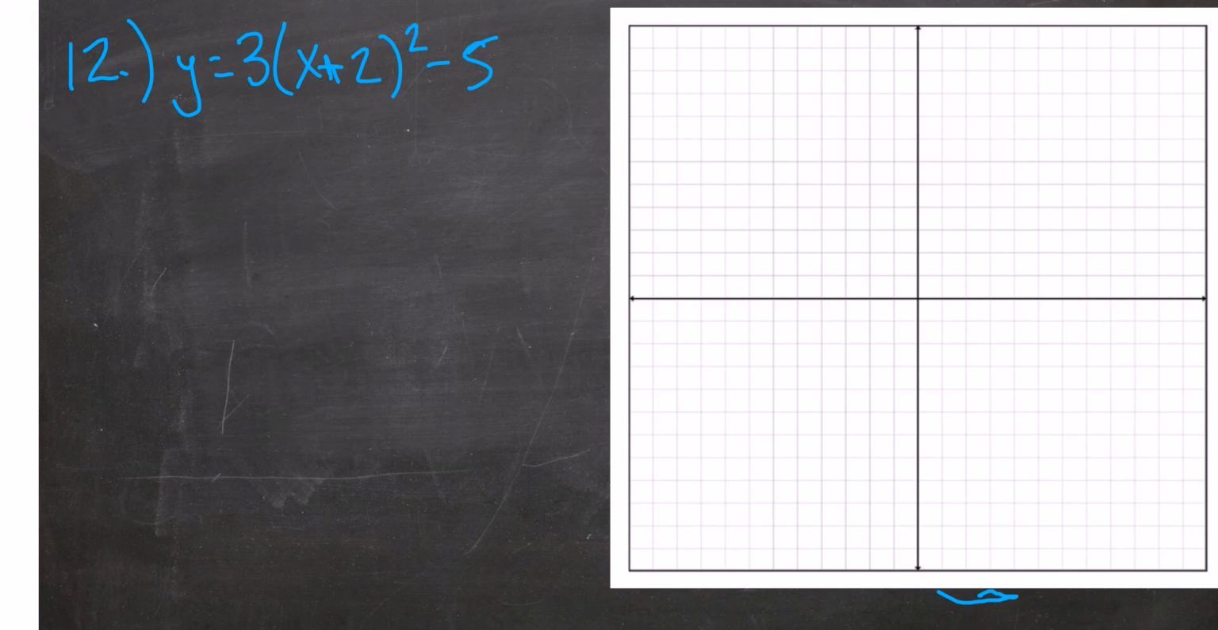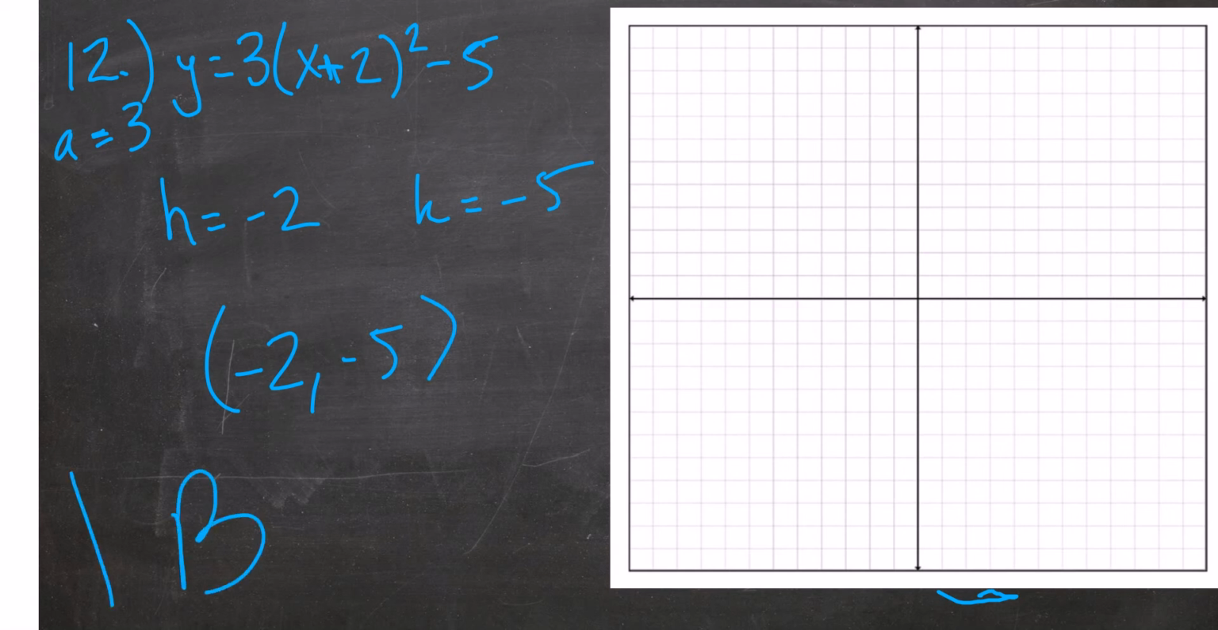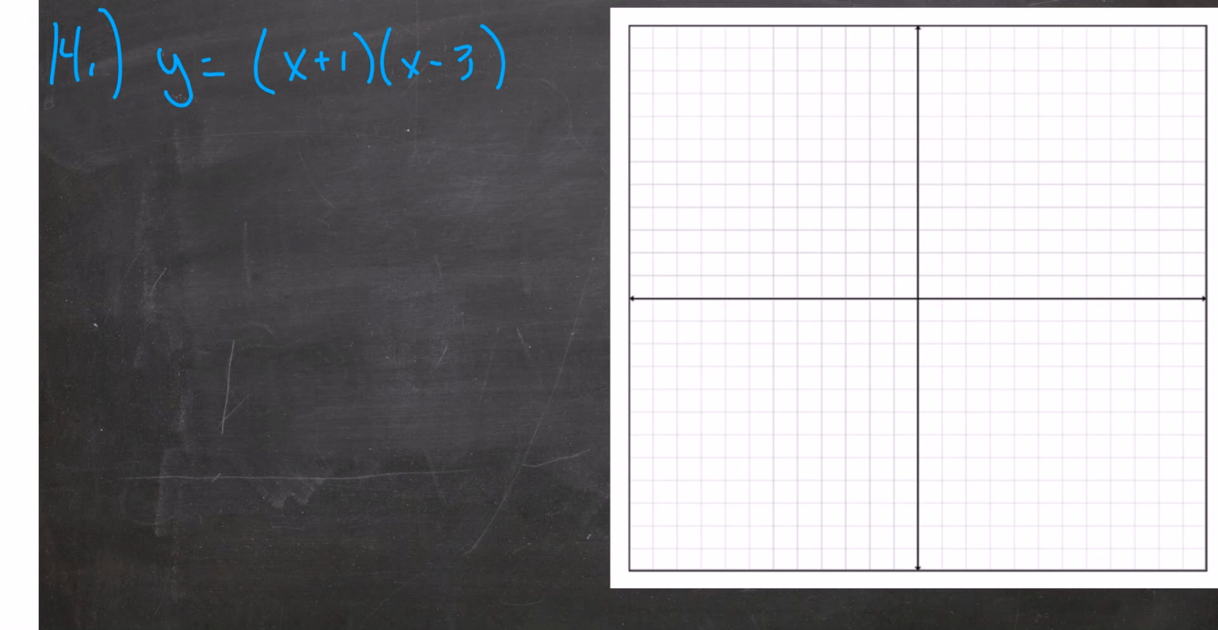Alright, number 12. It says, what is the vertex of the graph of the function? Well, h is negative 2. K is negative 5. A is 3. It means the vertex is at negative 2, negative 5. This one does not say the graph. It is a multiple choice, and the answer is B. And that's it.